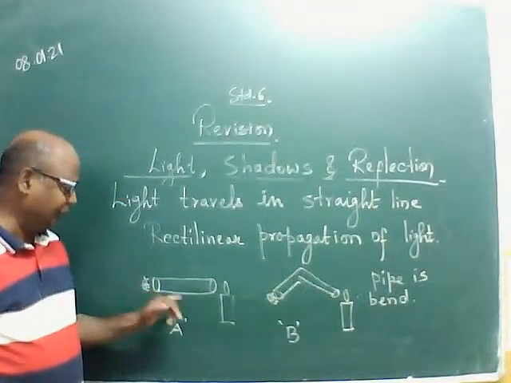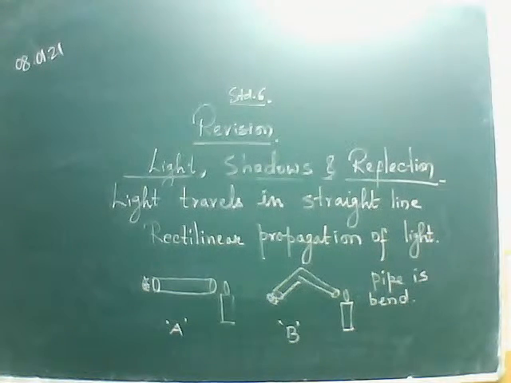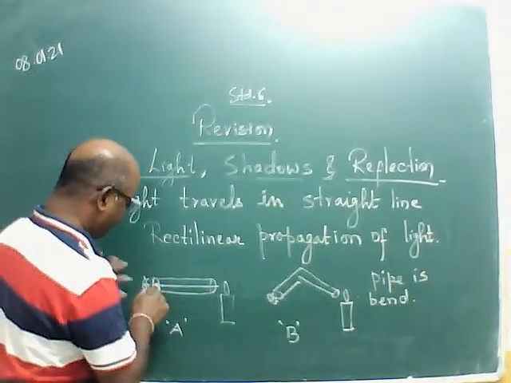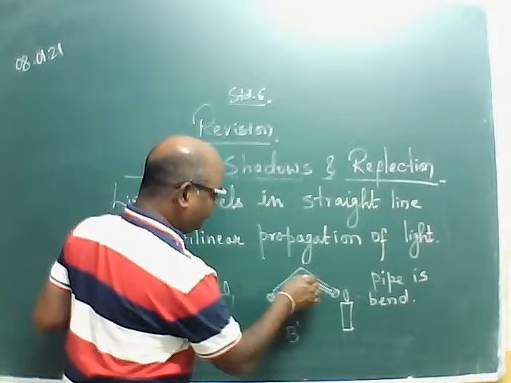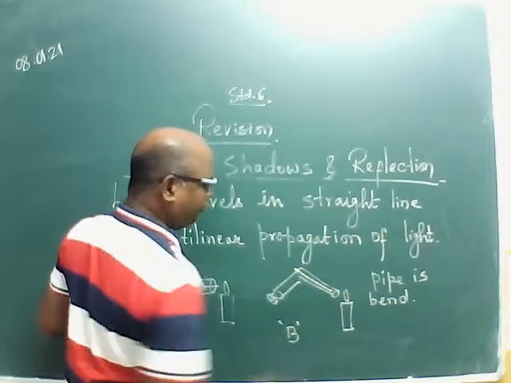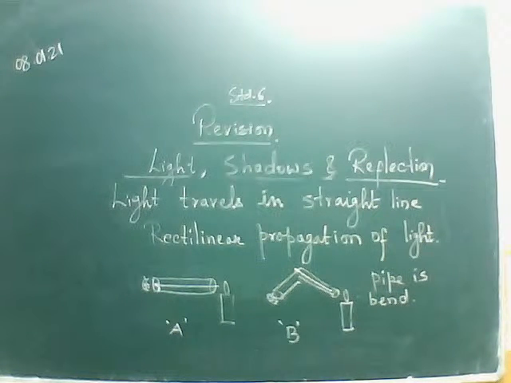Here we can see the light. Why can we see the light here? Because the pipe is straight and light cannot bend. Here it will come straight, so you can see the light. But here the light wants to go straight, and it cannot bend, so we cannot see the light. So this is the reason we cannot see the light through the bend. Light travels in a straight line. This experiment proves that light travels in a straight line.